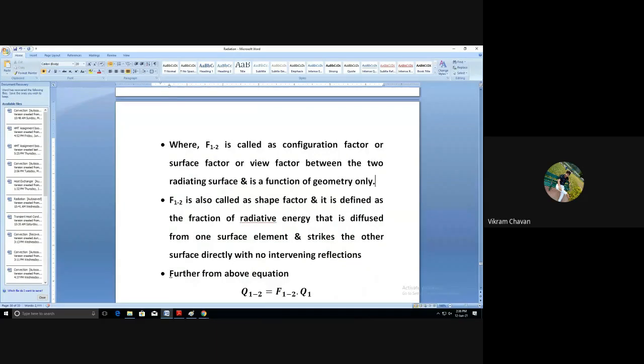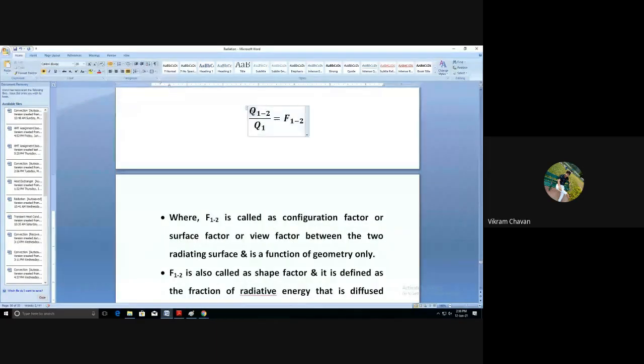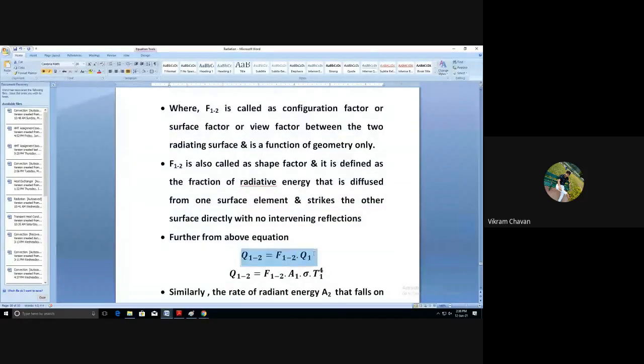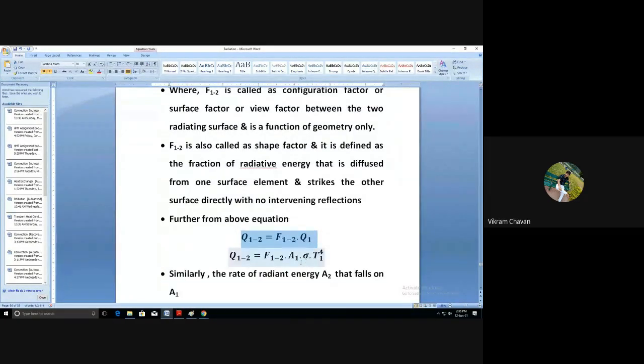Okay, so further we can say that from this particular equation q1 to 2 divided by q1, which is equal to f1 to 2, from this equation we can write q1 to 2 is equal to f1 to 2 multiplied by q1. Okay, and we know that q1 is nothing but a1 multiplied by sigma multiplied by t1 raised to 4. So q1 to 2 will become f1 to 2 multiplied by a1 multiplied by sigma multiplied by t1 raised to 4. Okay, t1 raised to 4.